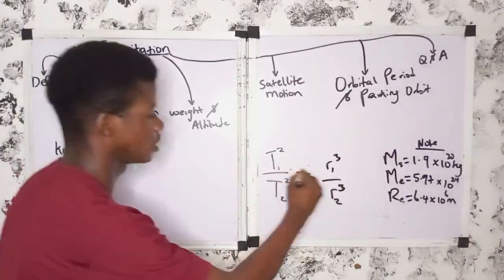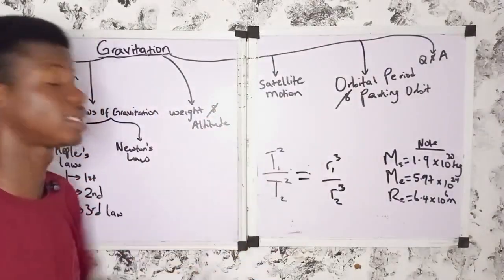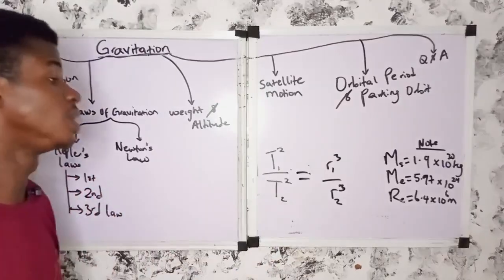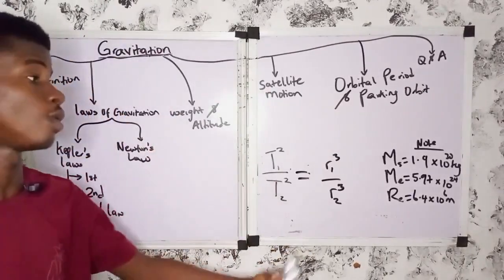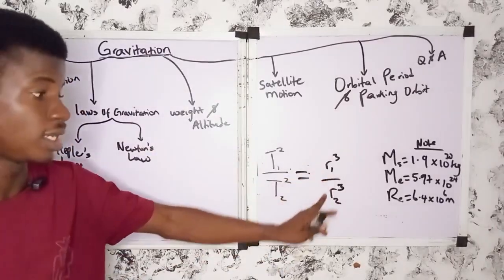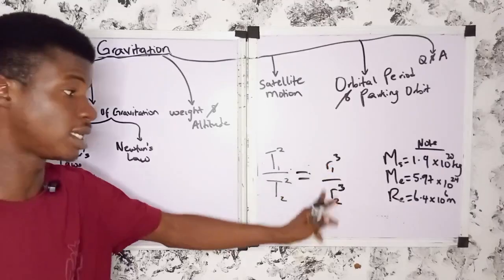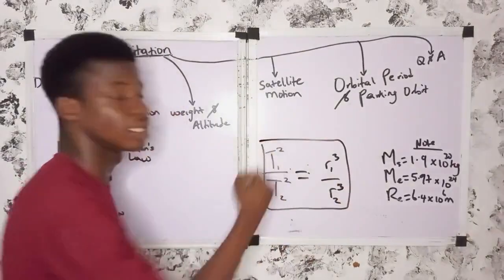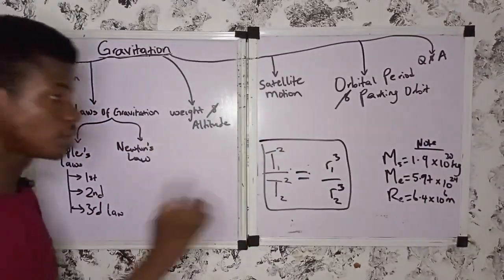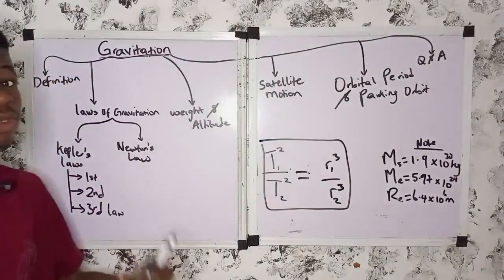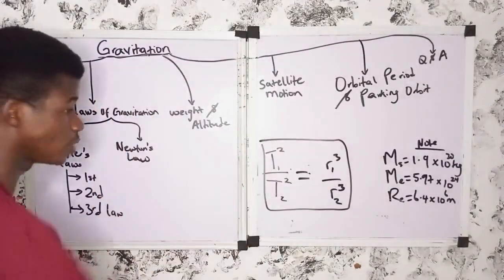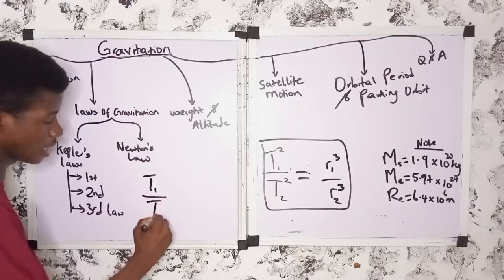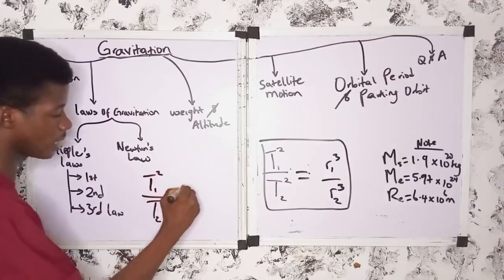So this is Kepler's third law, which states that the ratio of the square of the period is equal to the ratio of the cube of their distance. You can call it distance or radius, of their distance from the sun. Please take note of this formula. This is the very first formula. If I tell you to take note of something, please take note, because you're going to use it to solve later on.